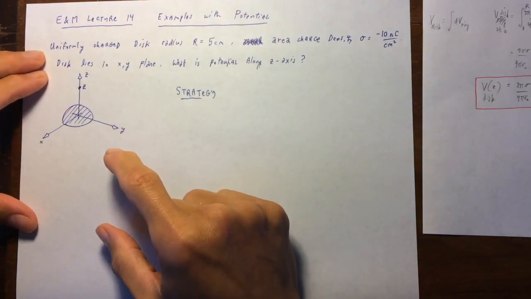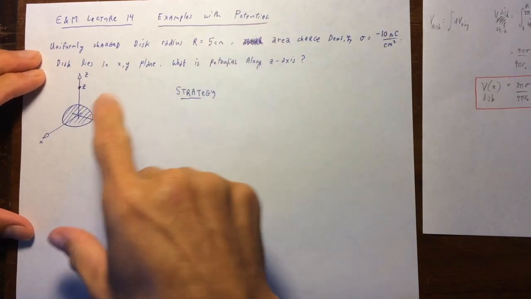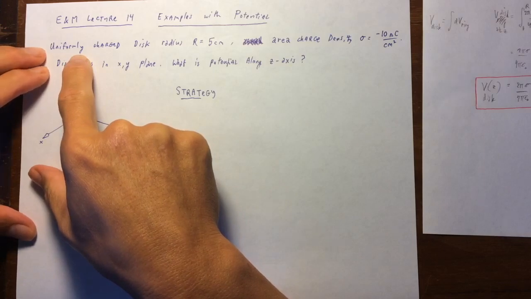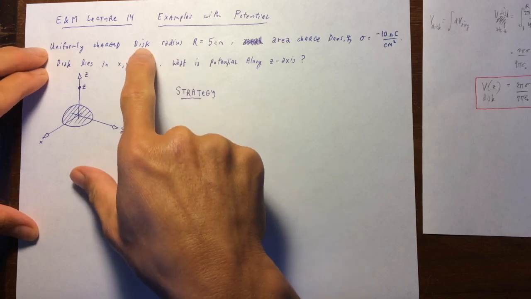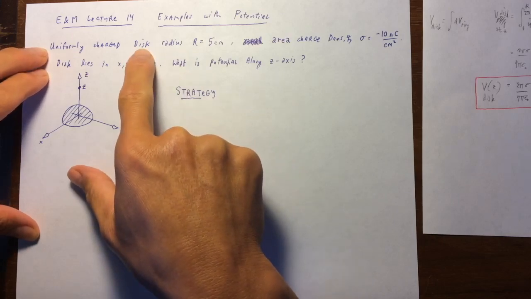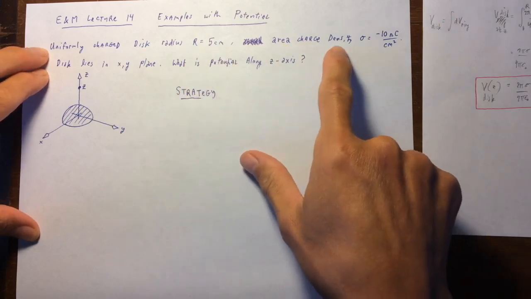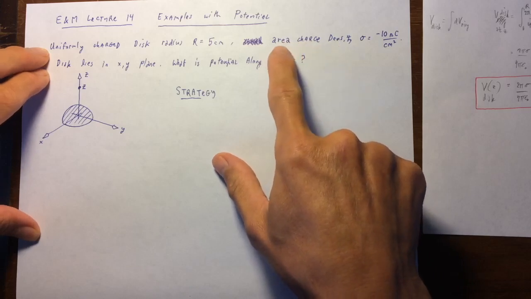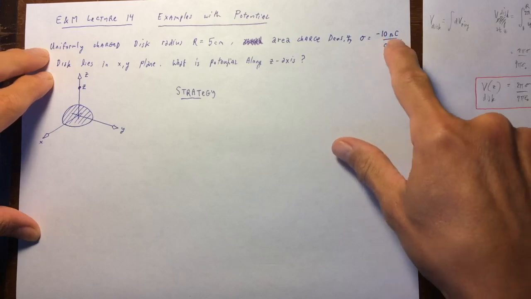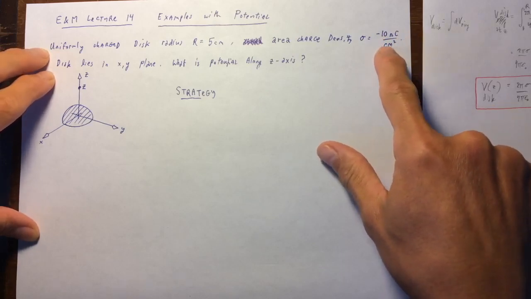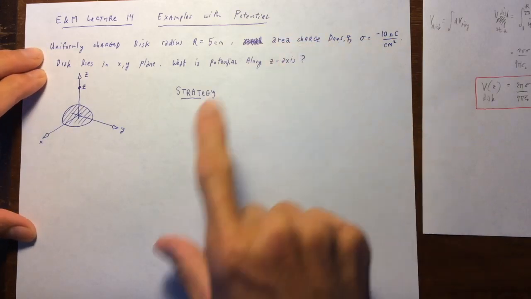So, as a first example of dealing with the electric potential, let's calculate for a uniformly charged disk. So this is not a ring, but it's a disk. It's a two-dimensional sort of surface with radius 5 centimeters and a uniform charge density throughout an area. So this is a charge per area of negative 10 nanocoulombs per centimeter squared. So this is a negatively charged disk throughout its area.